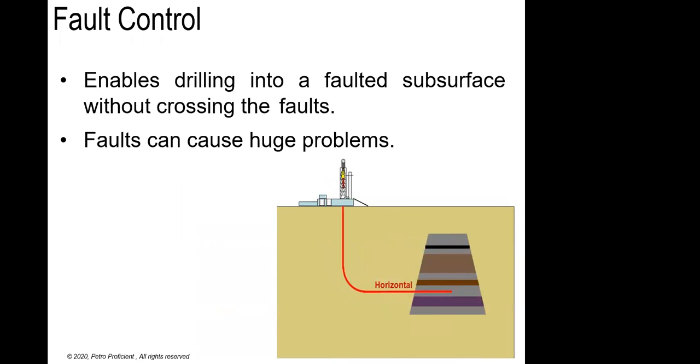Sometimes it's also called fault control, where you need to control the well and avoid drilling through a fault. Again, a fault can cause huge problems. Usually there is a sudden change in the pressure regime, and it is not possible to control the well in such situations. So there are cases where we need to avoid drilling through the fault. So you drill from the side and into the reservoir directly, as can be seen in the schematic.